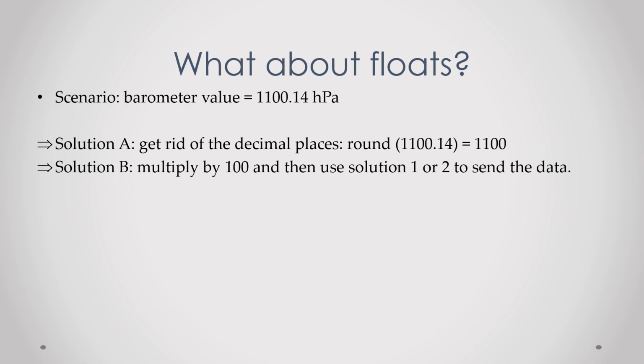Solution B is to multiply the value by 100, and then use solution 1 or 2 or a combination of the two. Do keep in mind, if you just use solution 2, then you will need 3 bytes instead of 2, because if you multiply this value by 100, you will get 110,000, which is greater than 65,000. What I would do is multiply this value by 10, then use the round function to get rid of the 4, and then just use solution 2, because then we only have 11,000 instead of 110,000, and it's still reasonably accurate.